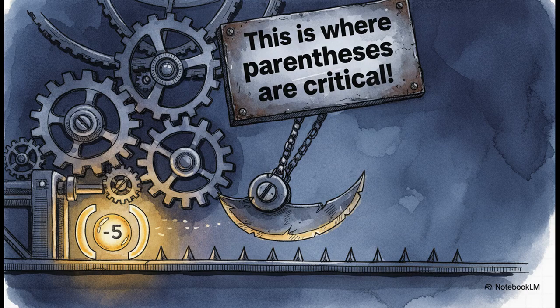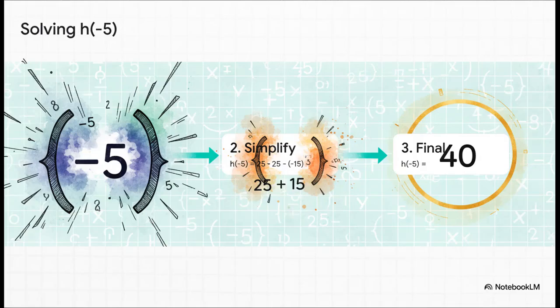All right, time to level up a bit. This is the kind of problem where our secret weapon goes from being just helpful to being absolutely essential. We've got a square term and a negative input. This is exactly where most mistakes are made. Let's walk through this carefully.